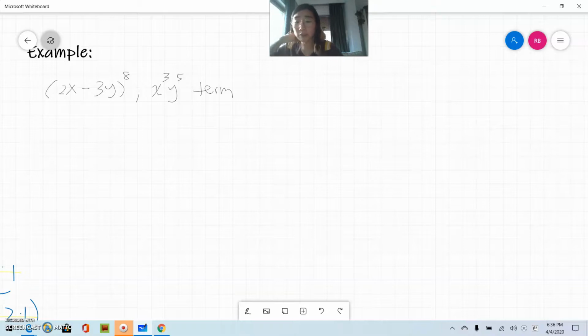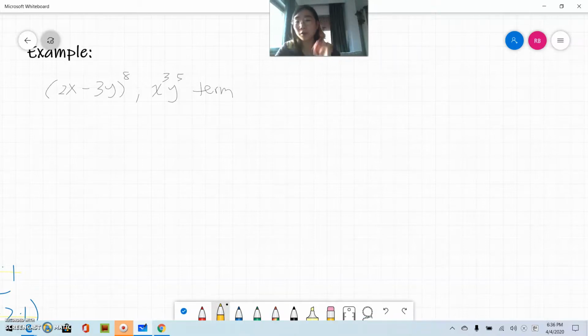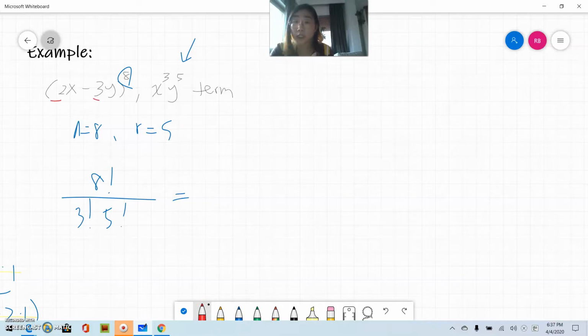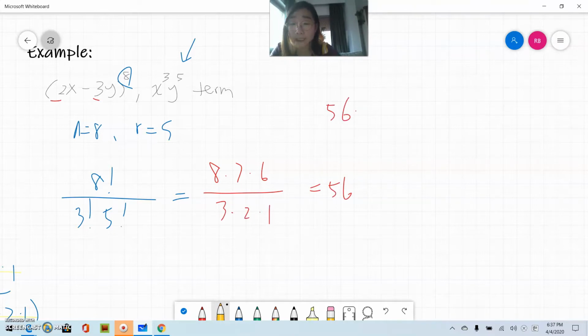So now, this one is not giving you find the nth term, but it's actually showing you the term, so you can just plug right into the formula. So I know that n is 8 and r is 5 because we always go for the second one. So it's 8 factorial over 3 factorial times 5 factorial. But this one is a little bit tricky because the coefficients of the original expressions aren't ones, okay? So here, let me get this one first. 8 times 7 times 6 over 3 times 2 times 1. So it's 56. So 56 is my coefficient, but I'm not done yet.